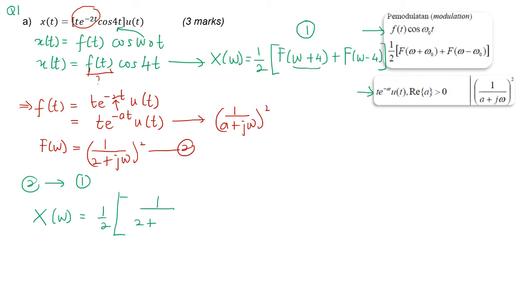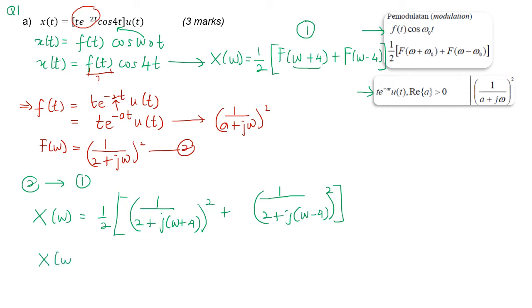So 2 plus j(omega plus 4), don't forget to square them, plus, and then another F(omega) is 1 over 2 plus j, but the omega must be minus 4. Don't forget to square them. So then you can simplify the equation. So X(omega) equal to, so simplify the equation. You don't need to solve them, but just simplify the equation.